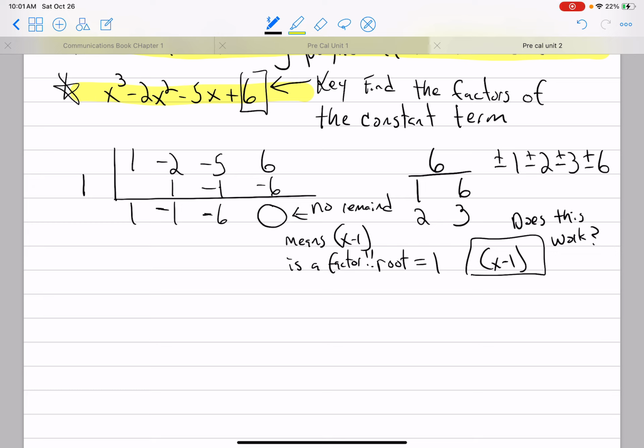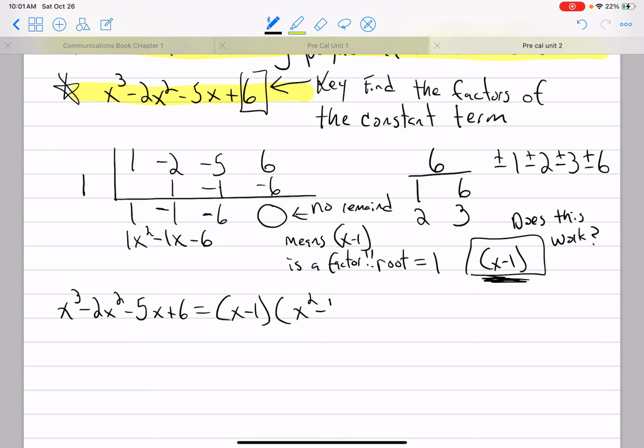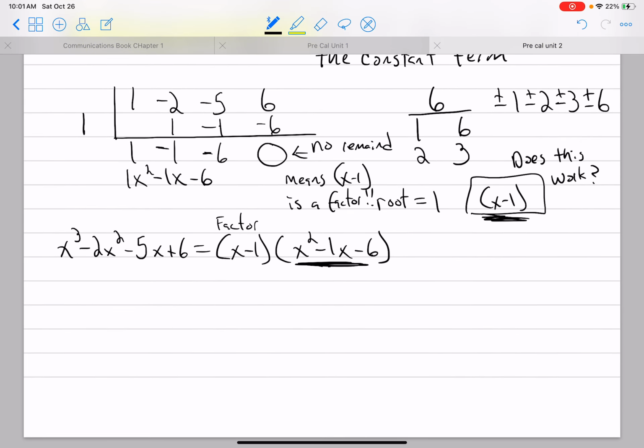So what do I know so far? I know that x cubed minus 2x squared minus 5x plus 6 equals, so far, x minus 1, because we figured out that this is a factor, times, and what was left over? x squared minus 1x minus 6. I found my first full factor. Well, now look what I have here. I have a polynomial that I can then factor.